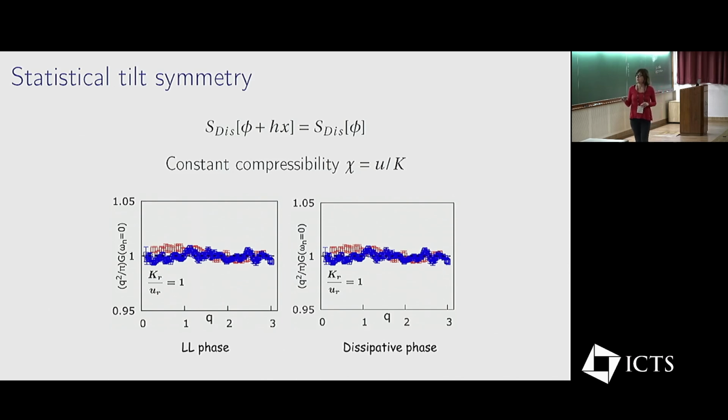So in these diagrams here, you see the same parameter that I was showing before. And now you see that in the Luttinger liquid phase, if you look at the small q behavior of the propagator, it is equal to 1, which is our bare value. It is exactly the same, so it is untouched in the Luttinger liquid phase, but also in the dissipative phase it is equal to 1.